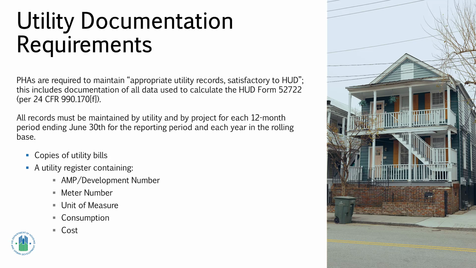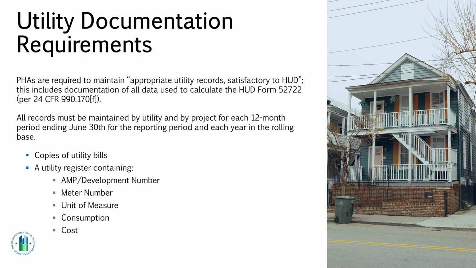When HUD says project, it really means AMP, for a 12 month period ending June 30th for the fiscal reporting period and the year in the rolling base. So information they could ask for could include copies of all utility bills. If you're a large agency, you may have a lot of them. If you're a smaller agency, you won't have as much. They want to see a utility register. Maybe you're using Excel or some other software program. By AMP, meter number, unit of measure, consumption, and cost.